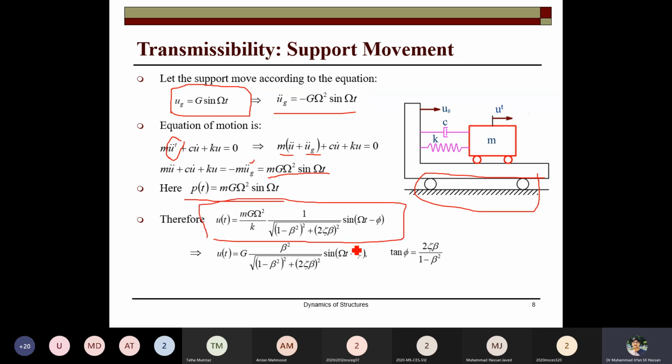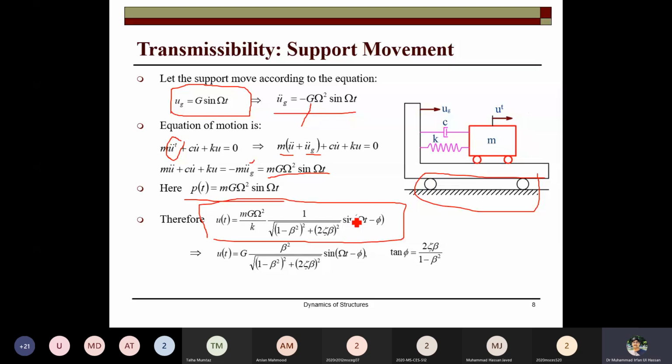Now the amplitude of this part is basically the g value. G is here, and this one, and sine omega t. So this part is what is g here, and what is gamma here. So g is given here as the static, the peak ground displacement, the g value, and then it is a function of sine omega t. This is the g.